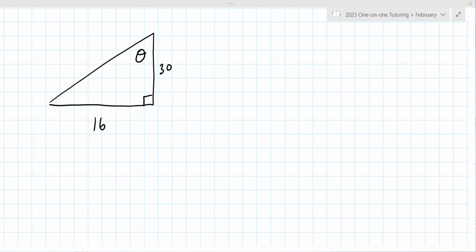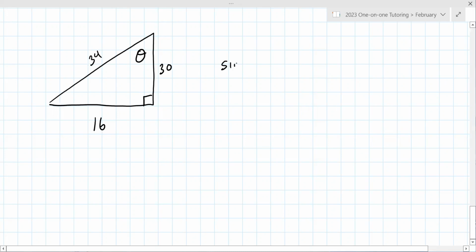The square root is 34. The hypotenuse is 34. Very good. And what you need to do is opposite over hypotenuse, which is 16/34. Hang on, is that your final answer?